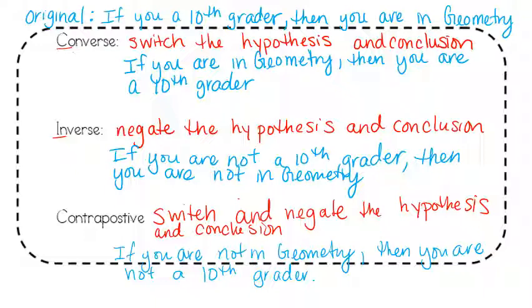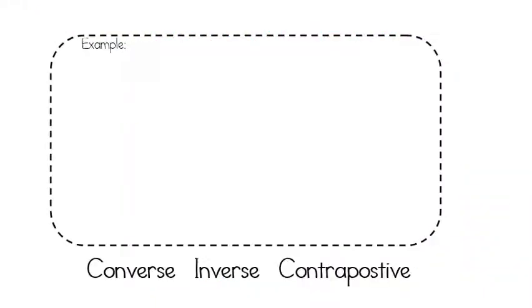Okay, so converse, you switch. So you just put the conclusion first, hypothesis second. Notice, it's still if-then. It's just now if the conclusion, then the hypothesis. Inverse, you negate. So if not the hypothesis, then not the conclusion. And then contrapositive, you switch and negate the hypothesis and conclusion. So if not the conclusion, then not the hypothesis. All right, so let's do a couple more examples.